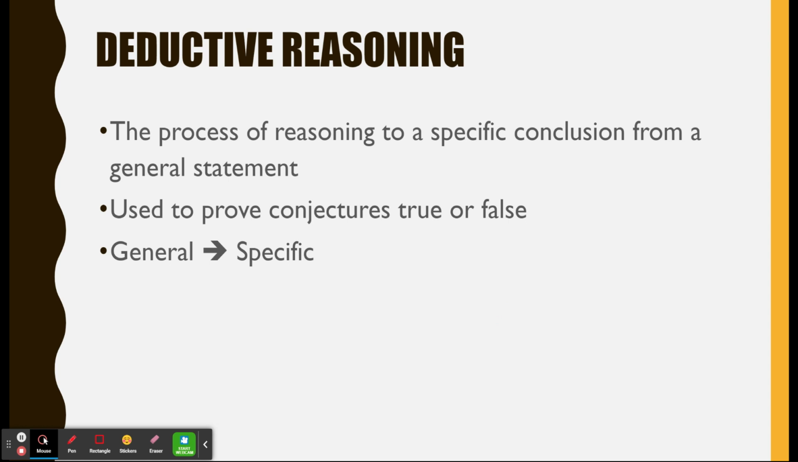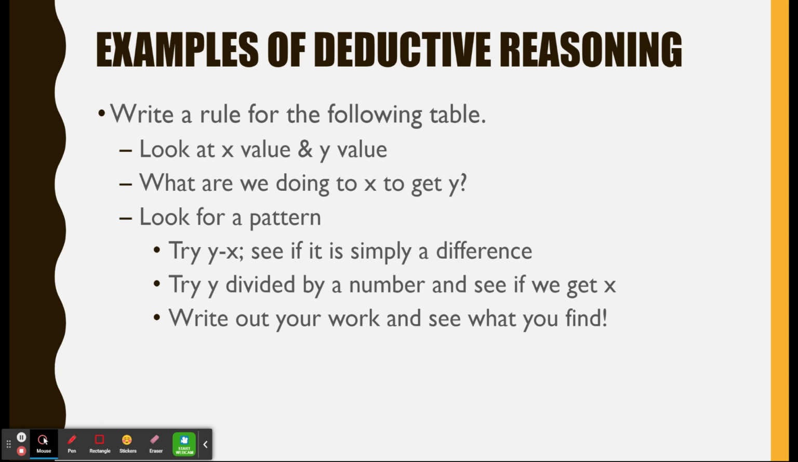So this is a flip-flop of the inductive process, where we're going from a general to a very specific, case-by-case basis. So we use these objects in scientific laws, things like the law of gravity, thermodynamics, mathematical theorems. There are a variety of theorems that use this as well. And as we look into this, we are going to do a couple examples of deductive reasoning.